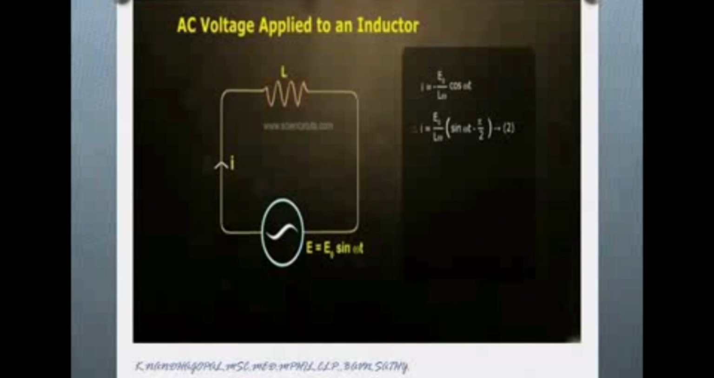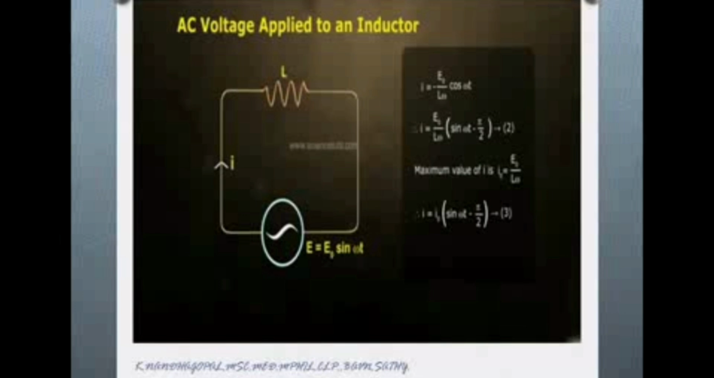So we can write cos omega t as sin omega t minus pi by 2. So equation number 2, comparing equation 1 and 2, see that equation. So E equal to E0 sin omega t is there, but here I equal to I0, where instead of I0, E0 by L omega is I0. So I is equal to I0 sin omega t minus pi by 2. So we are going to write that. So I equal to I0 sin omega t minus pi by 2.